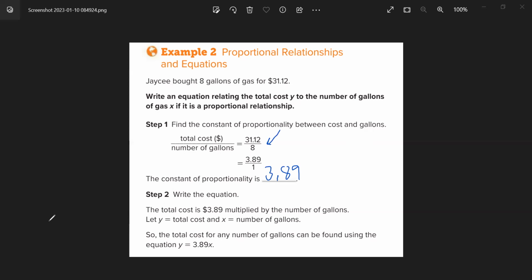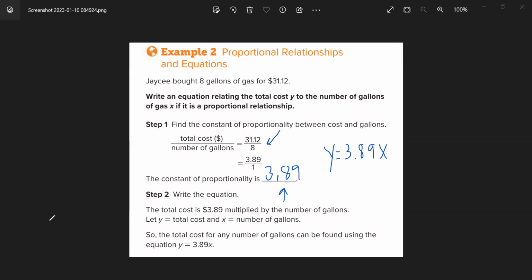Now, step 2 says write the equation. The total cost is 3.89 multiplied by the number of gallons. Let y represent the total cost and x the number of gallons. So my equation would be, to find out the price, we need to multiply 3.89 by the number of gallons that we're going to get. Why? Because 3.89 is the amount each gallon costs. So that way we can know how much we're going to pay for x amount of gallons.